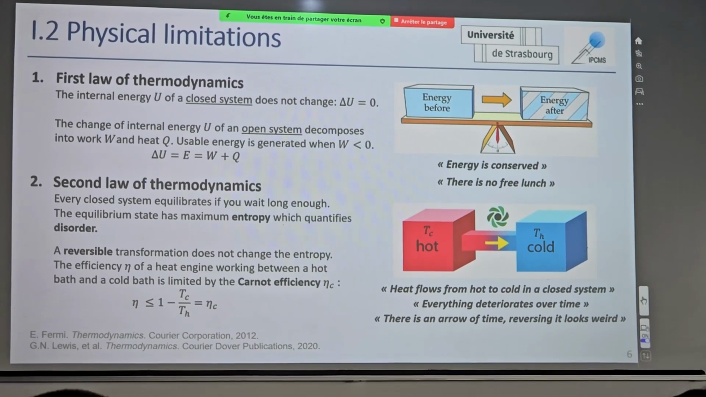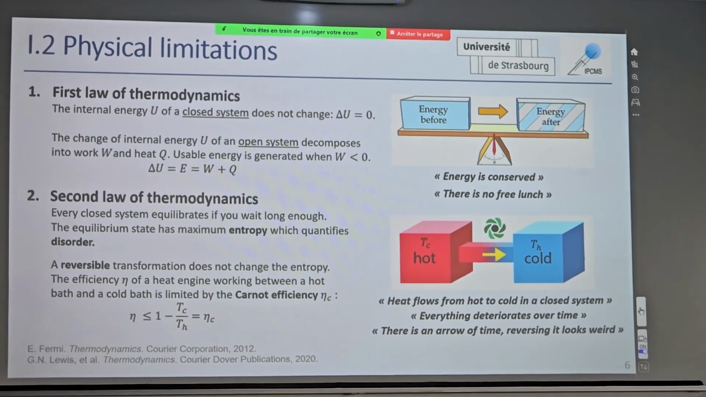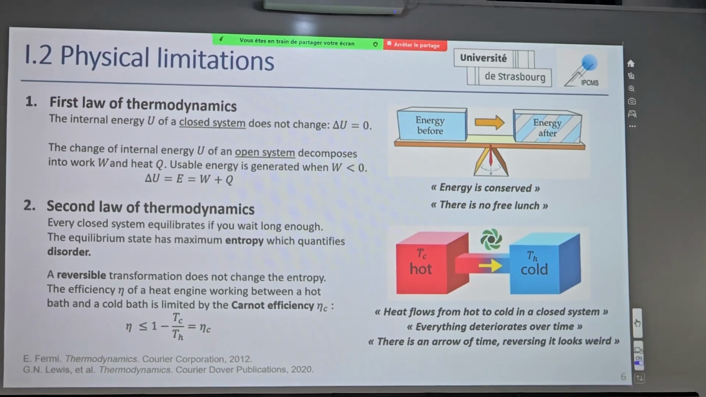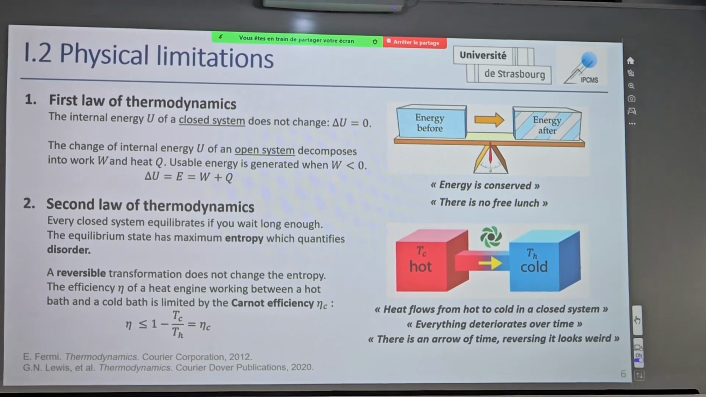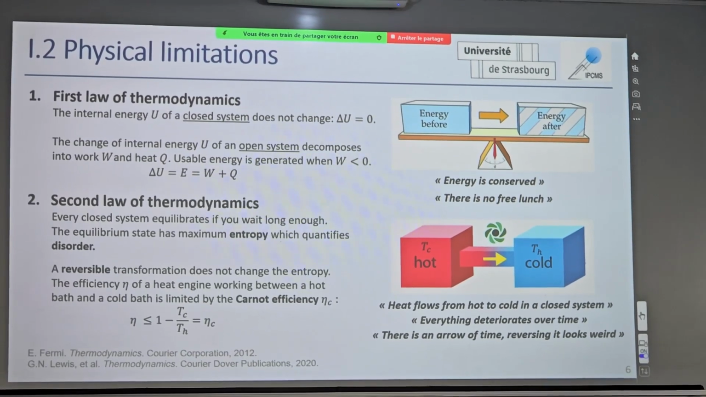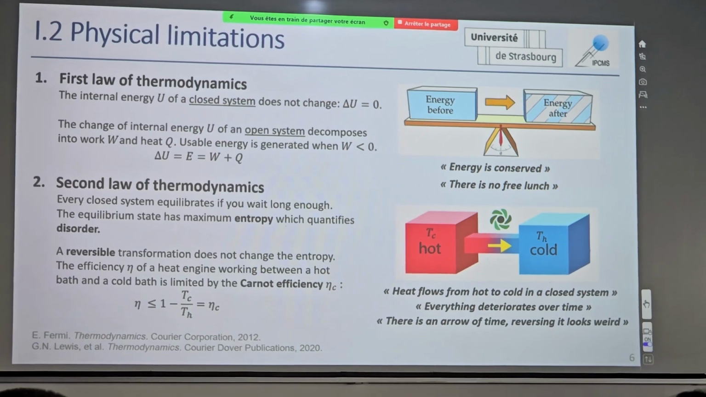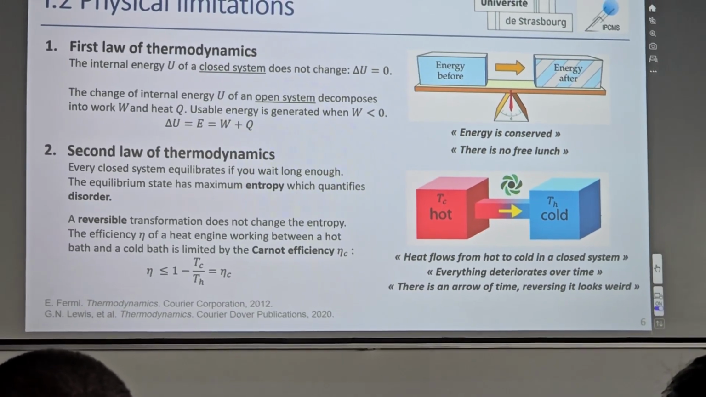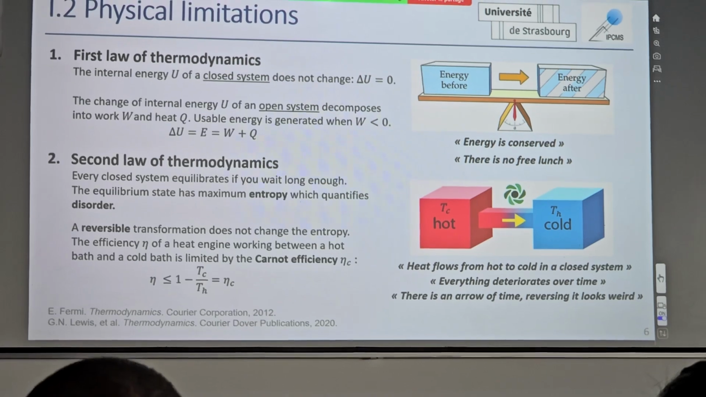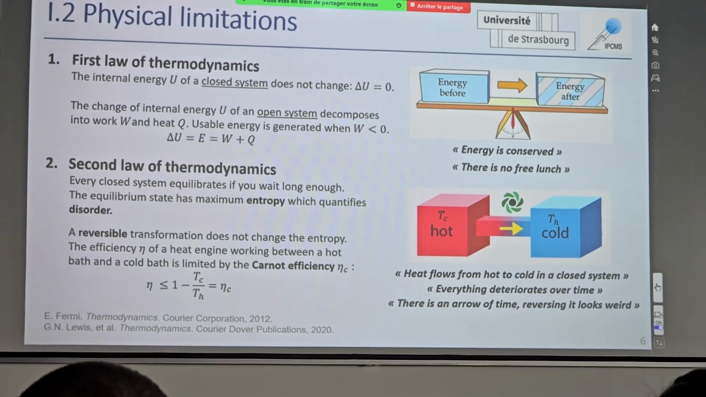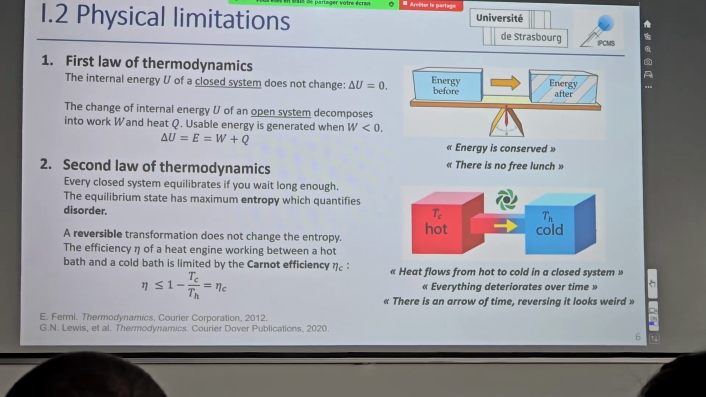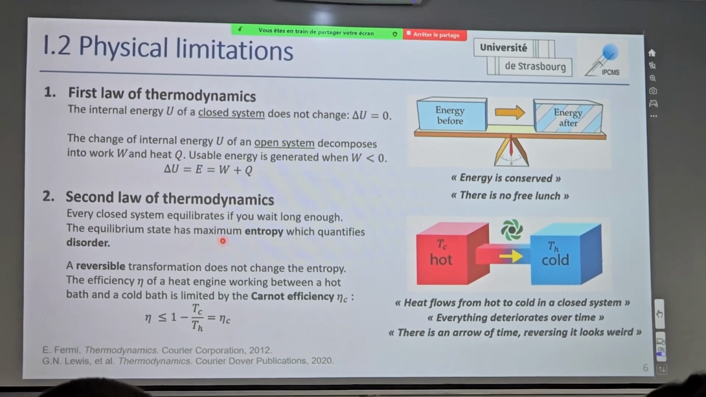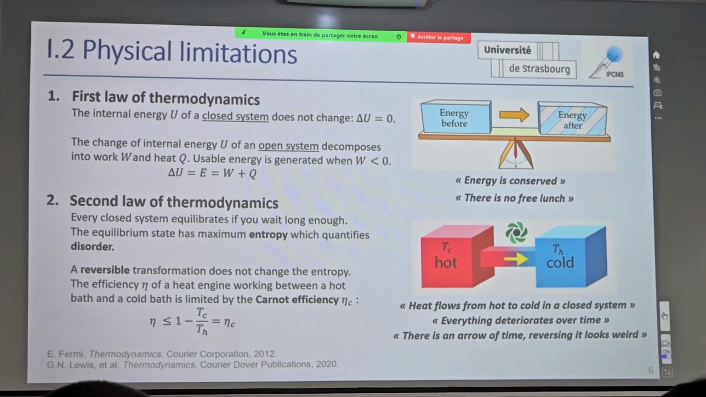And then this principle is accompanied by a second law that limits the kinds of transformations that are allowed for a system, and that are allowed in nature, and that is giving an arrow to time. And basically, it states that a broken glass cannot remodel and fix itself, and that heat flows from hot to cold. And formally, it states that every closed system equilibrates if you wait long enough, and that this equilibrium is reached when the state has a maximum entropy, which is a quantity that quantifies the disorder of the system.